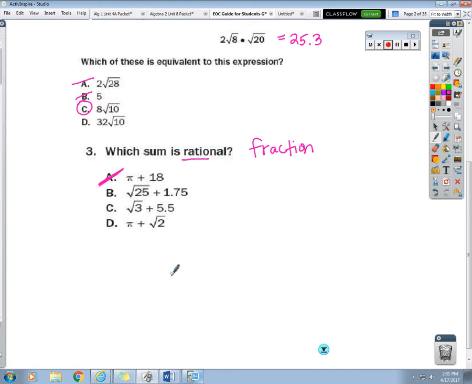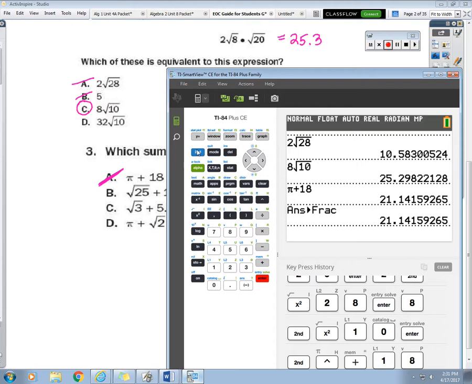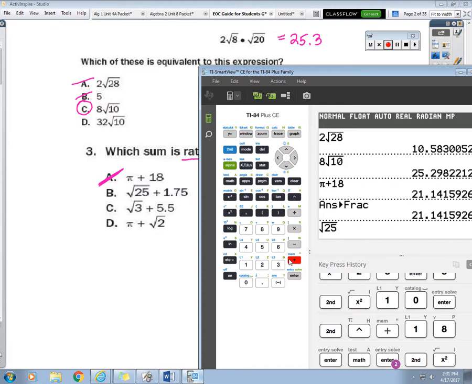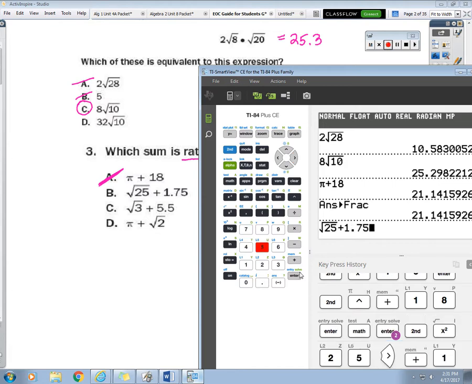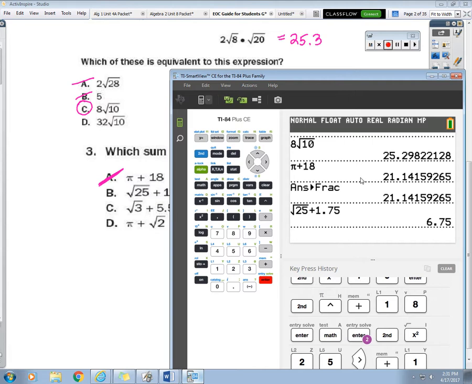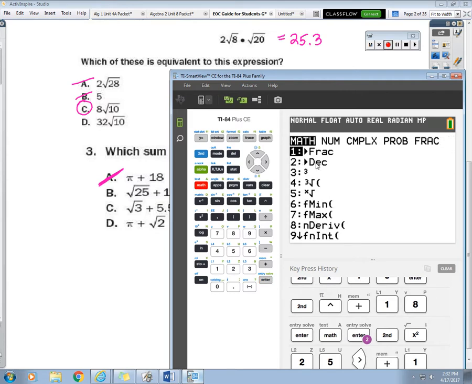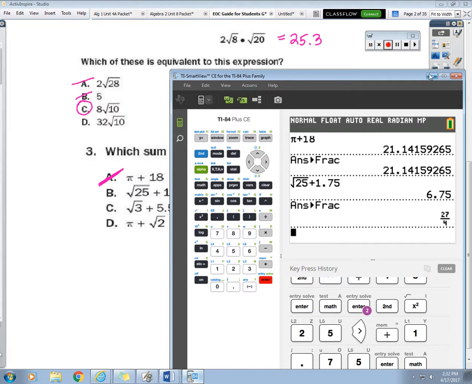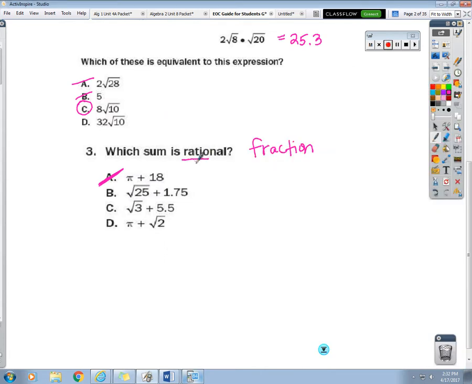So now let's type in B. The square root of 25 plus 1.75. And we get 6.75. Now let's try to turn it into a fraction, Caitlin. Math, fraction, enter. Is that a fraction? Which means it's rational. It was made into a ratio.